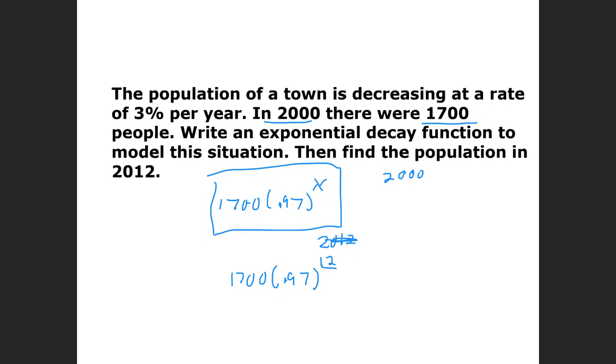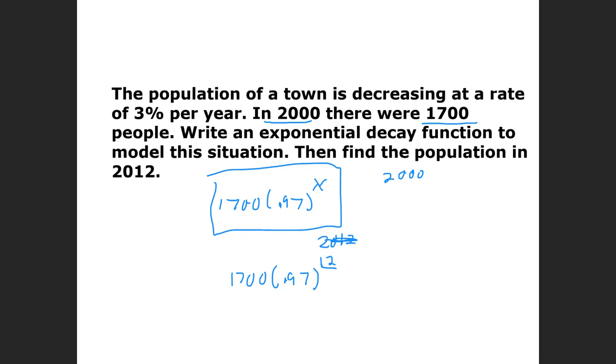I always have kids who will put 2012 in for X, and it's like, man, your answer is going to be so far off, because when you start doing exponents and you put a huge number like that in there, it really messes the problem up. And I didn't solve it. So how many people are in that town after?